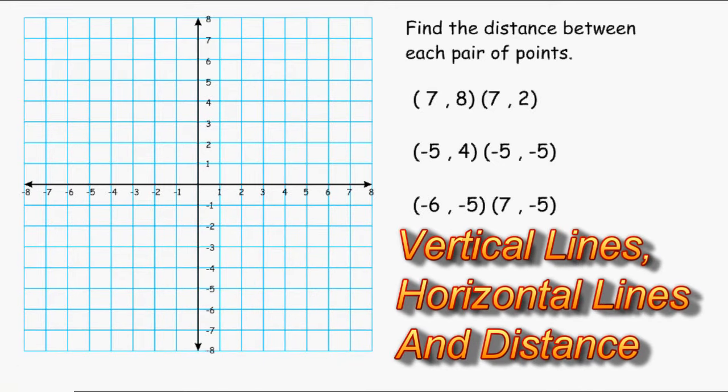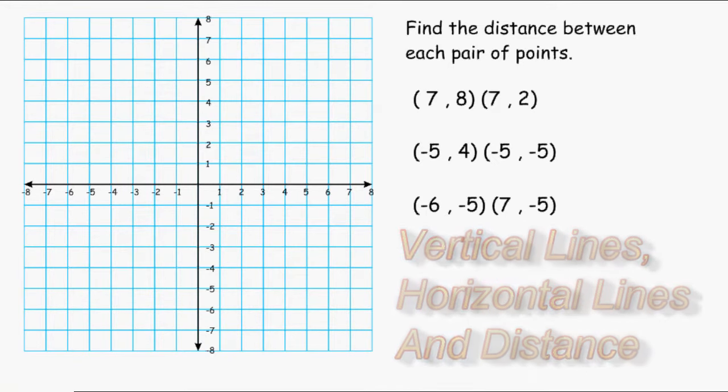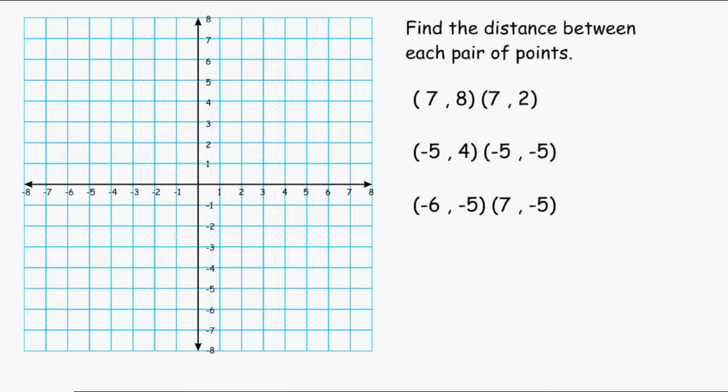During this lesson, I'm going to review how to find the distance between two points on the coordinate plane that form either a vertical or a horizontal line. We are also going to learn how to recognize when a pair of points will form a vertical or a horizontal line. Let's look at the first pair of points, positive 7, positive 8, and positive 7, positive 2.